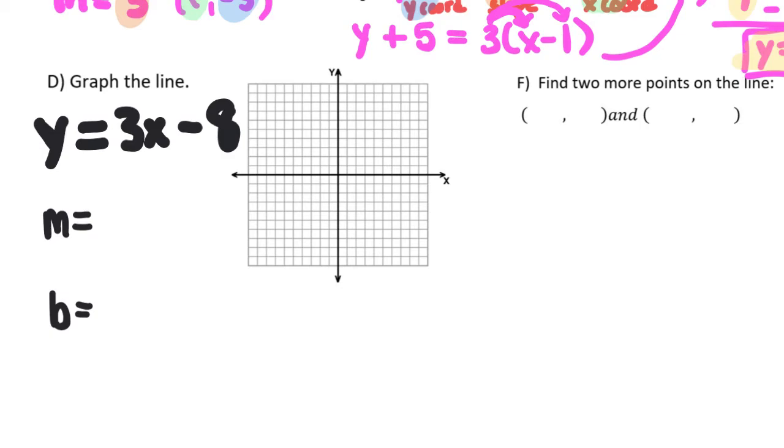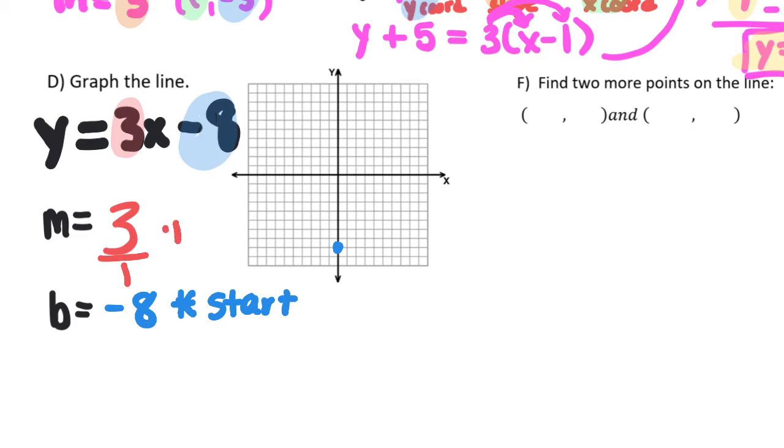So we know that the slope is this first number, 3, and the y-intercept is the second number, -8. Now we always start with graphing the y-intercept. So I'm going to find -8, so I go down 1, 2, 3, 4, 5, 6, 7, 8 is my first point. And then because my slope is 3, we know this is really 3 over 1, so you're going to go up 3 and over 1.